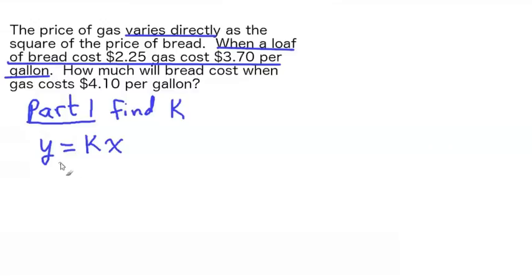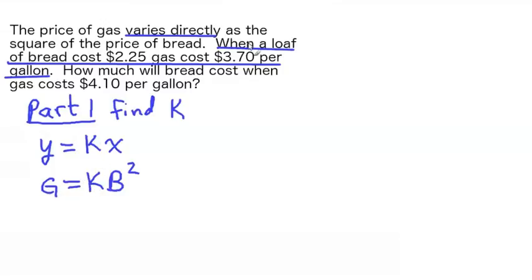And what I want to do is substitute in the words and the ideas into the formula. So here on the left is the price of gas. So I want Y to be represented by gas, so I'll use G for that. And it varies directly, so that would be just the K, as the square of the price of the bread. So if this is the price of the bread, B, I have to make sure that I square it. So this becomes our formula for this problem. Alright, that's part of part 1, trying to get to that K.